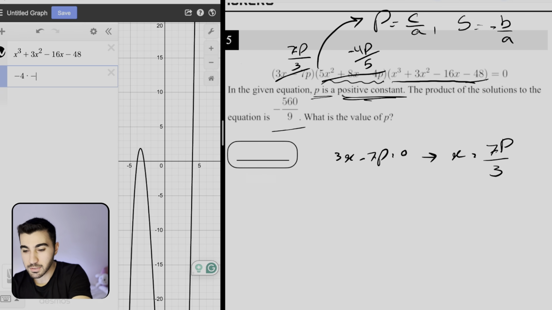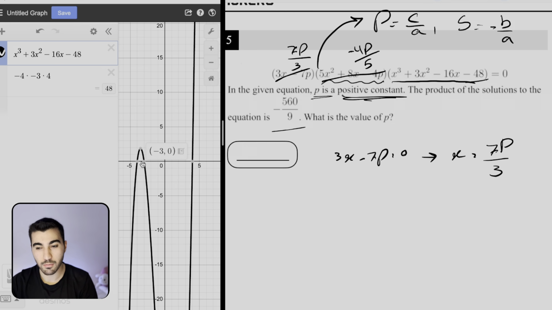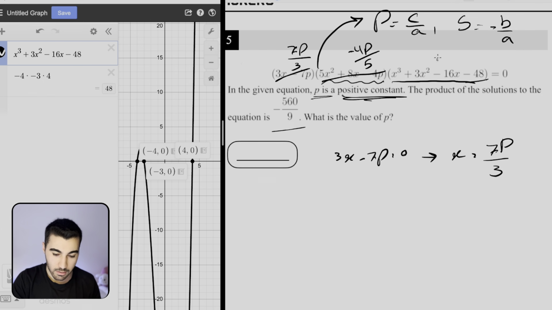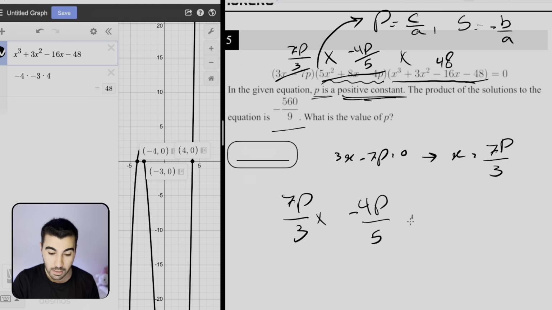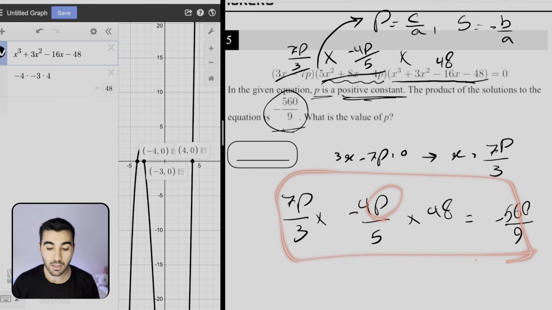Negative 4 times negative 3 times 4. Again, I'm going to check if I plug the numbers correct, okay? So negative 4, negative 3, 4. It gives us 48. So the product of the solutions is 48 for this one. Now, if you multiply these, 7p over 3 times negative 4p over 5 times 48 should be equal to negative 560 over 9.